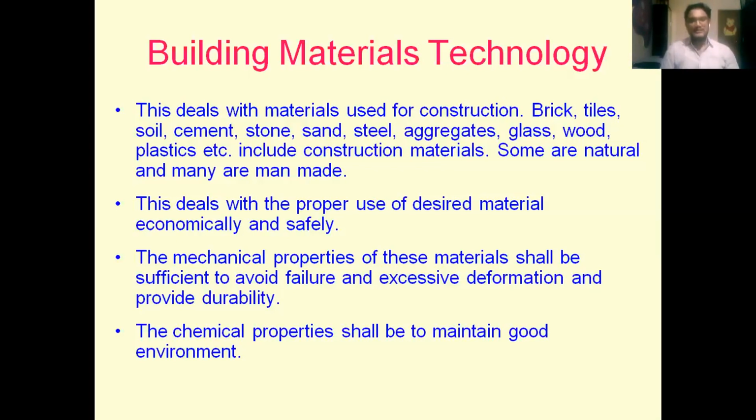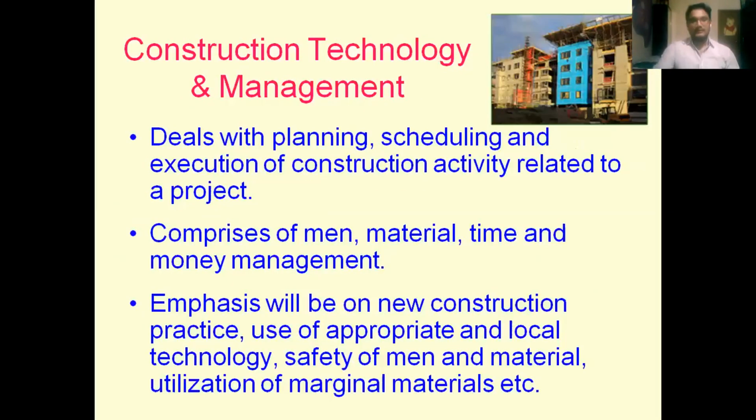The chemical properties shall be maintained for a good environment. As we know, chemical property is also one of the main contributors towards improving the mechanical property of building materials. So the next one is construction technology and management.